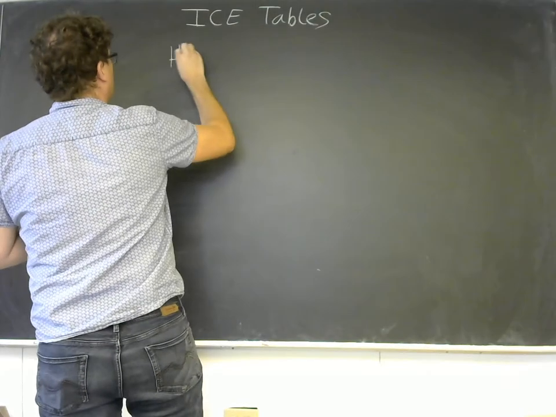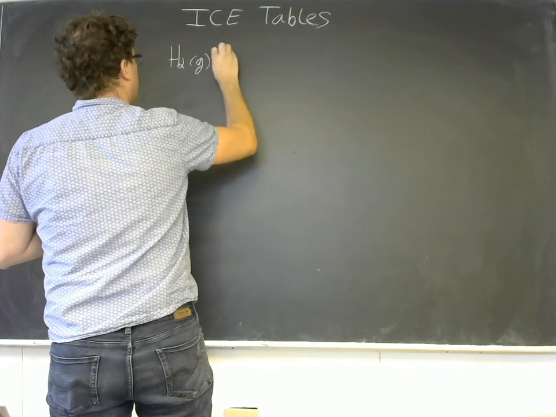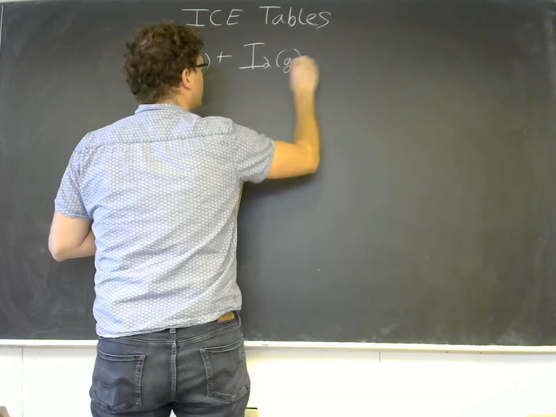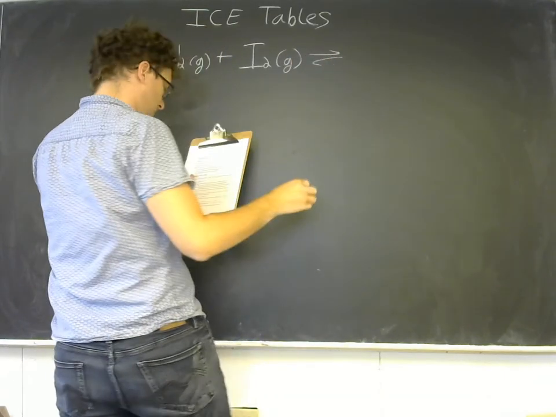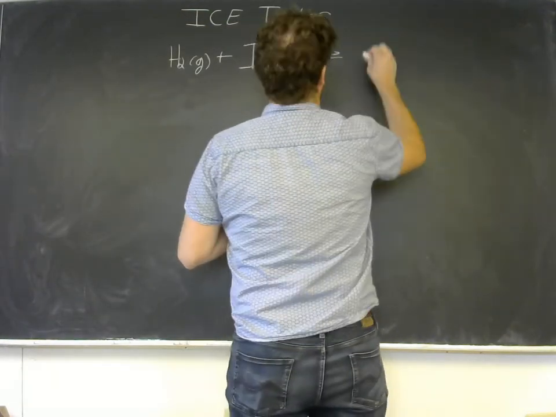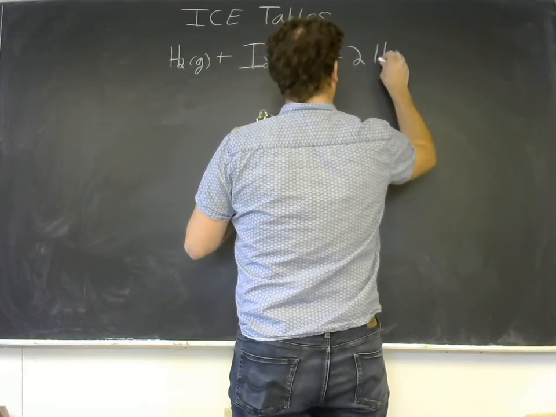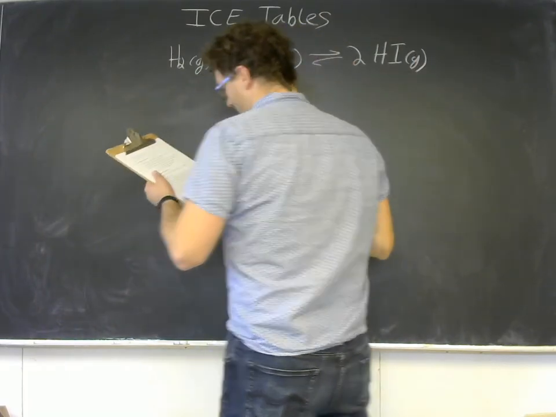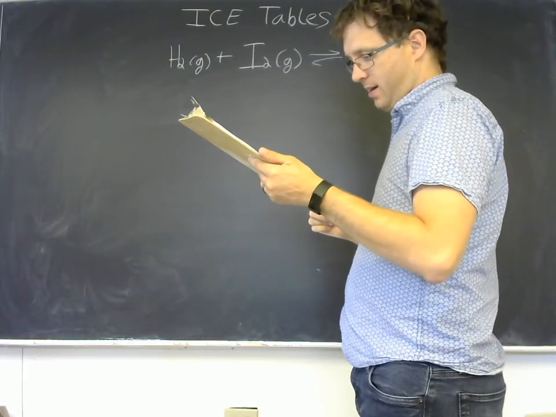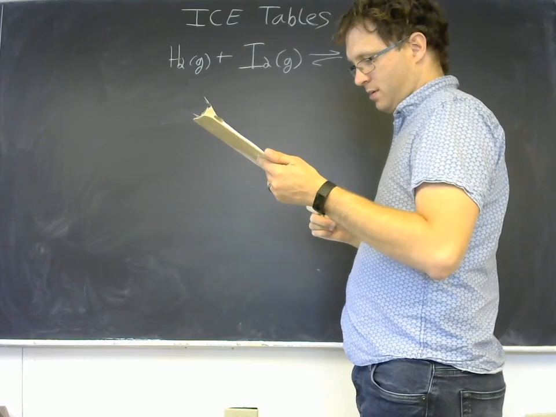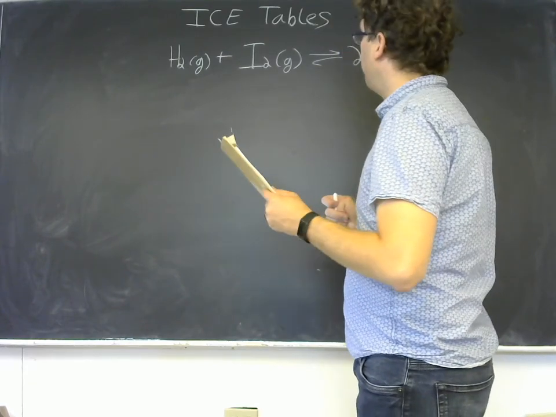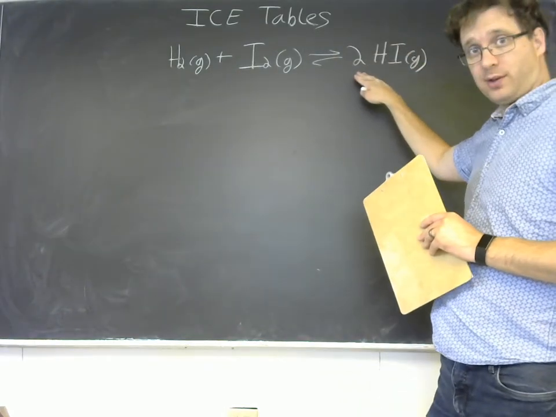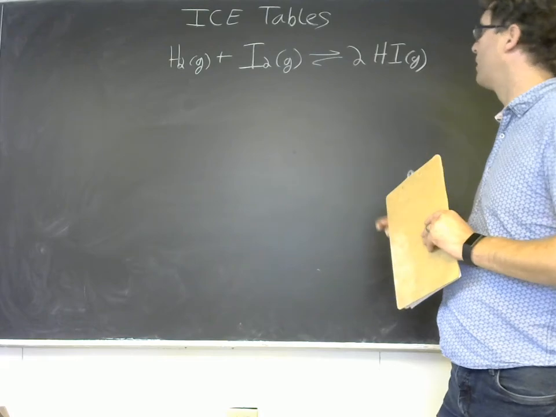H2 gas plus I2 gas is in equilibrium with 2HI, and that is a gas. And so we have the reactants and the products here. We need to make sure that the reaction is balanced, so we've got the coefficients there.